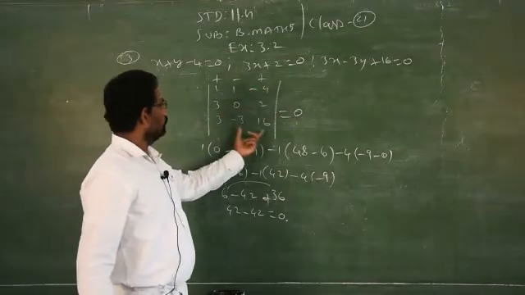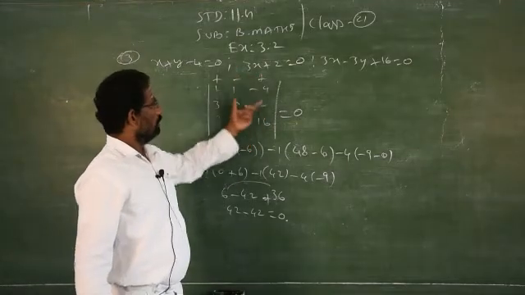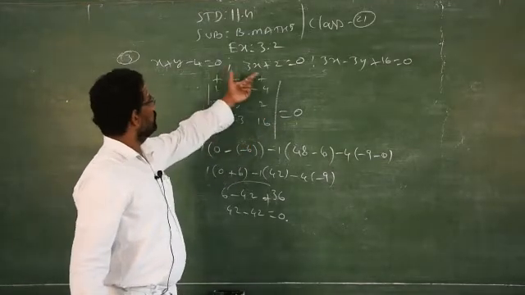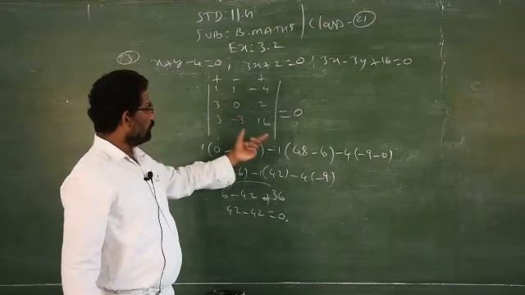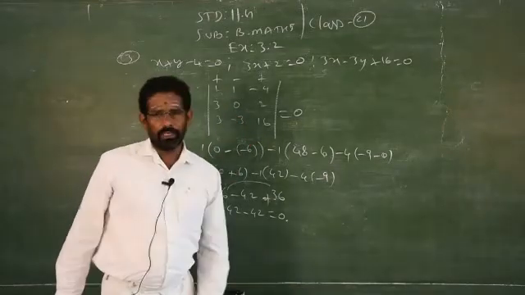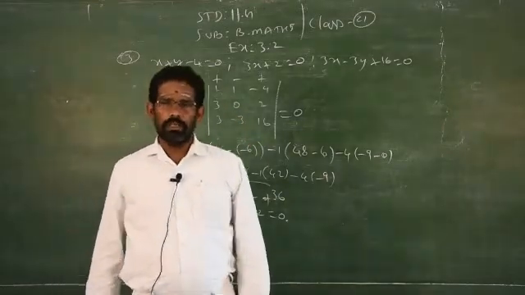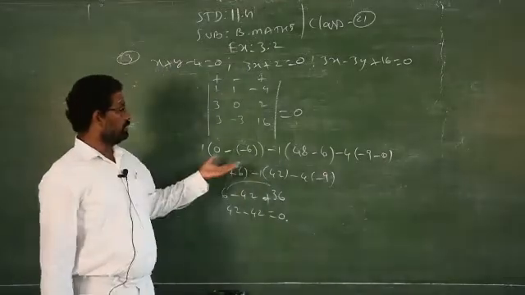You have to prove that the determinant of the matrix taken from the straight lines is equal to 0. If you prove that it is equal to 0, then the given three lines are said to be concurrent lines. Clear? So this is the matrix format. See, this is very simple.